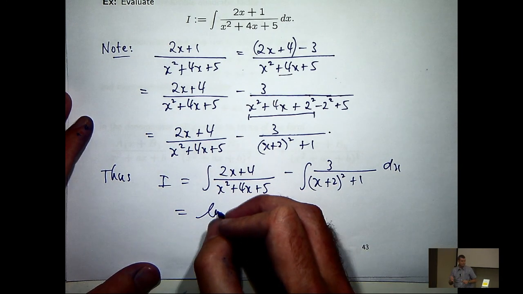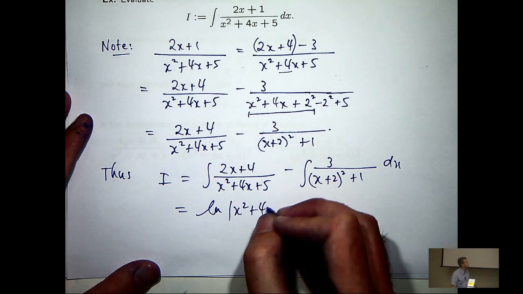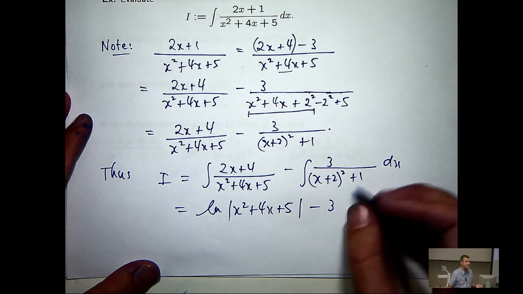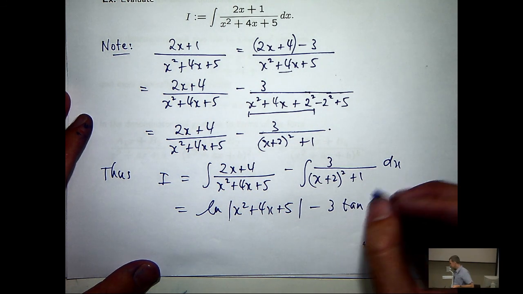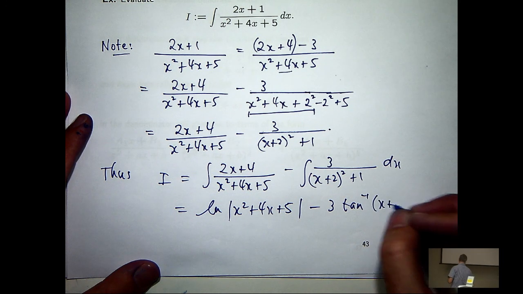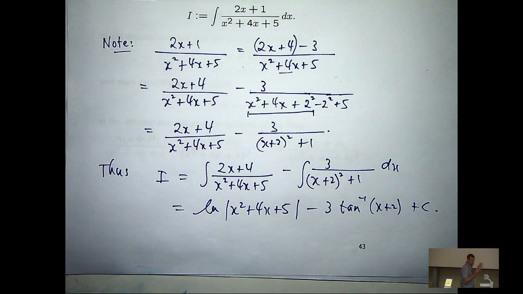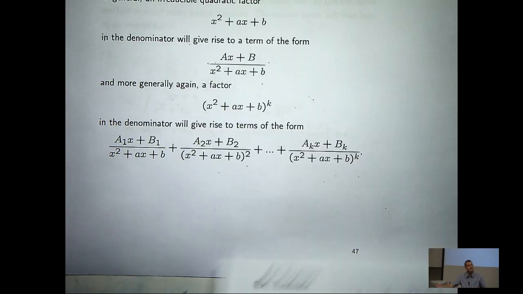So the logarithm, minus 3 times tan inverse of x plus 2, plus a constant. Okay, so there were really 2 steps there. We manipulated the numerator, and then we broke it up into two separate parts.